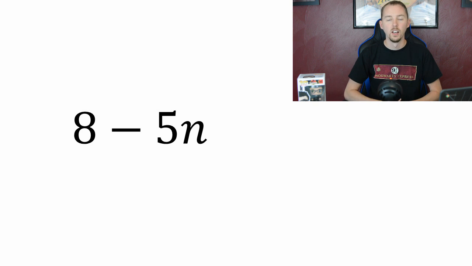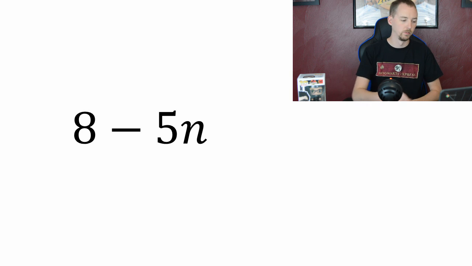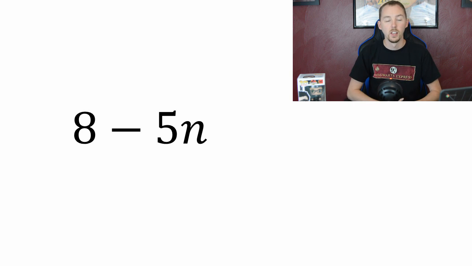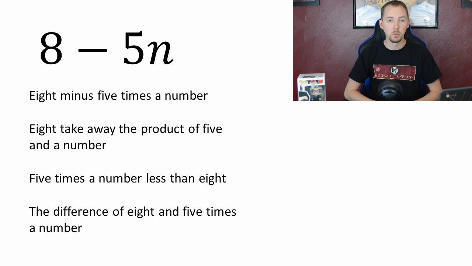All right, I'll give you guys a second to figure out how you would translate this into words. So I think the easiest way would be to simply just say 8 minus 5 times a number. All right, it's in order of the letters and symbols. Another way you can say it is 8 take away the product of 5 and a number. Take away means subtract, and product of whatever comes next is going to be times a number and 5.